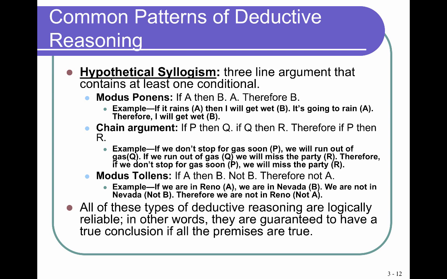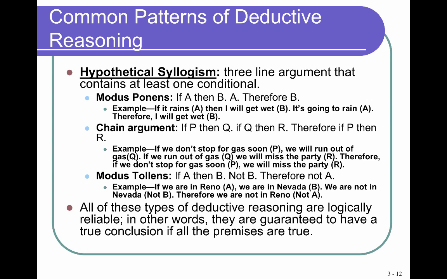The next kind, chain arguments, link two conditional statements together to come to the conclusion. The structure is, if P, then Q. If Q, then R. Therefore, if P, then R. This example, if we don't stop for gas soon, which is P, we will run out of gas, which is Q. If we run out of gas, Q, we will miss the party, R. Therefore, if we don't stop for gas soon, P, we will miss the party, R. You can see by this example that it works logically.